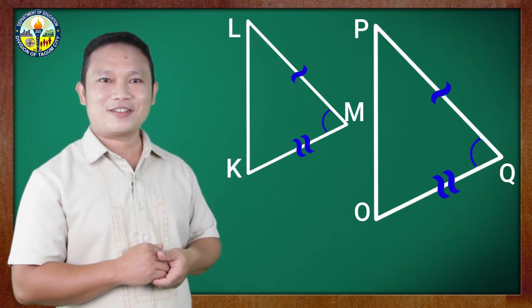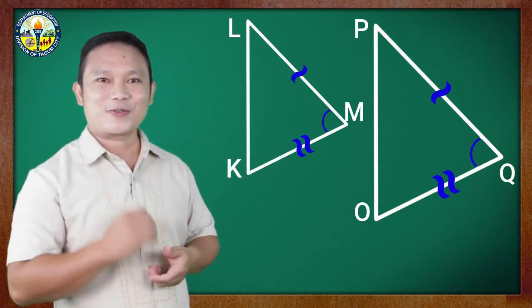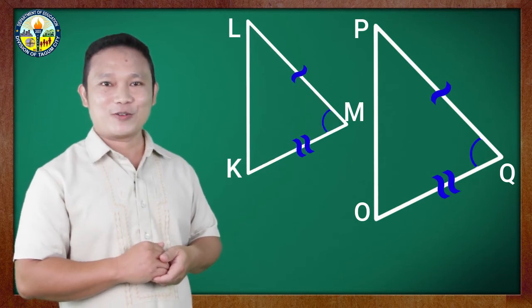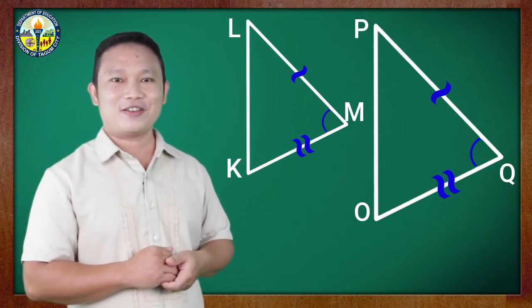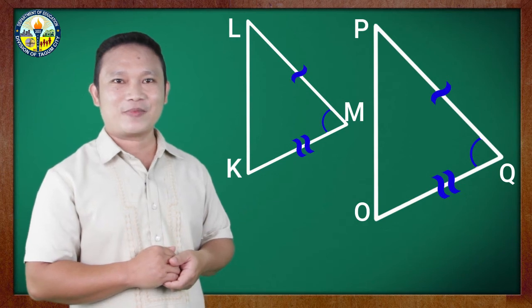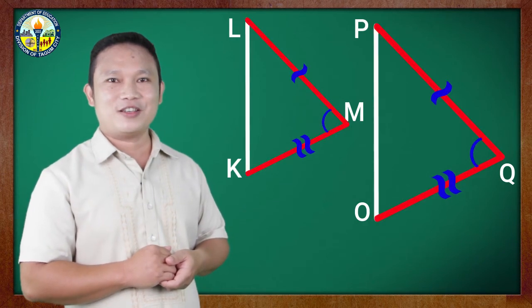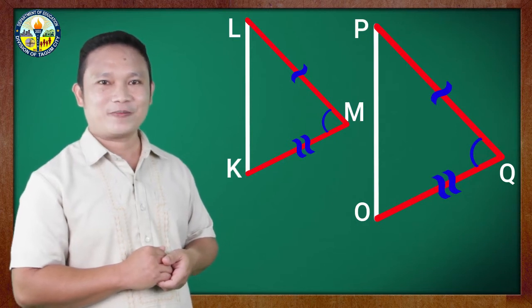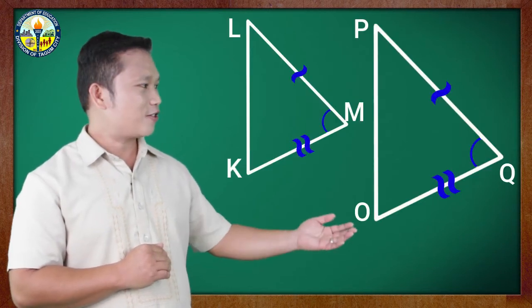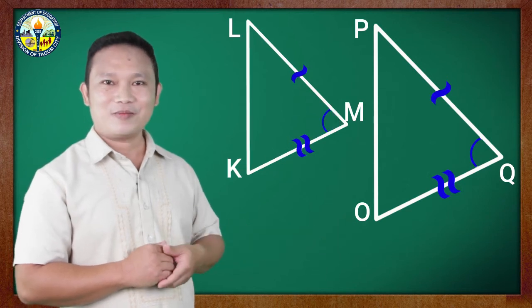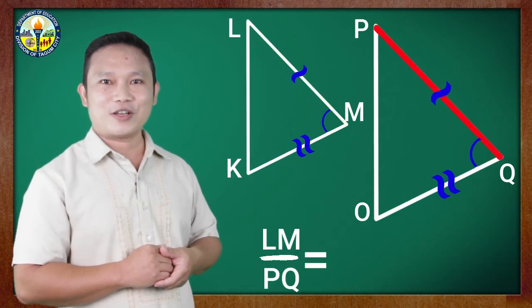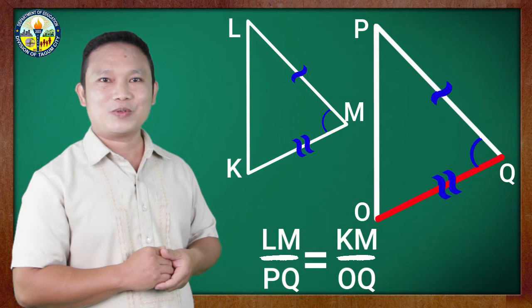What have you noticed? That is correct. The angle of one triangle is congruent to the corresponding angle of another triangle, and the corresponding sides, including those angles, are in proportion. In the given illustration, angle M is congruent to angle Q, and LM over PQ is equal to KM over OQ.